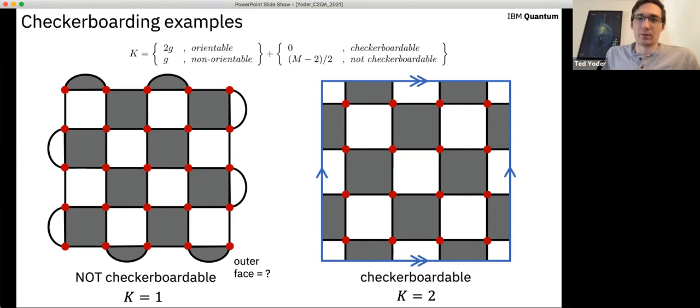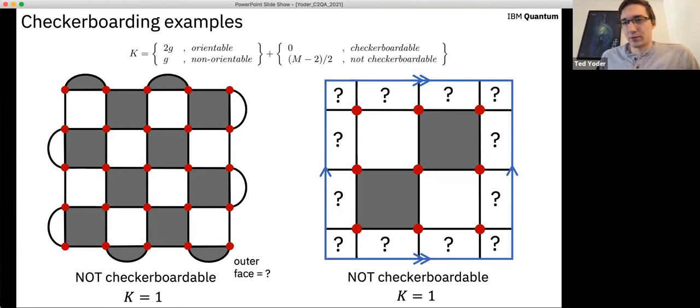Now, if we were to put a square lattice on the torus, it depends a little bit on the lattice dimension, or the lattice spacing. But in this example on the right here, this graph is checkerboardable, and there is a checkerboardable coloring shown. Now the genus is 1. This is a torus, so this encodes 2 logical qubits.